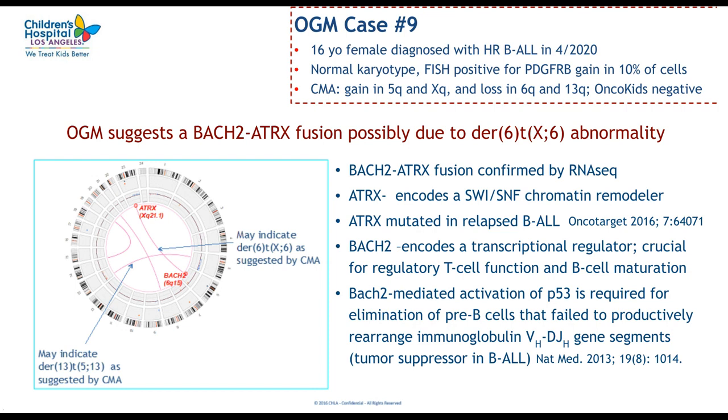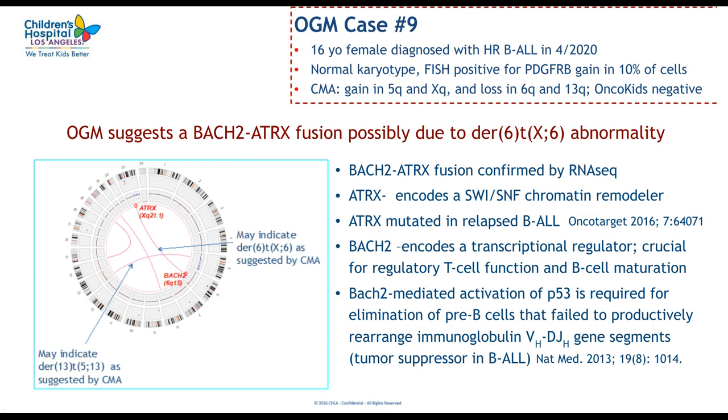So optical genome mapping in this case suggested the presence of a rearrangement between chromosomes 6 and X with 2 very interesting genes at the breakpoints: ATRX on X and BACH2 on chromosome 6. So based on optical genome mapping, it was expected that there would be a BACH2-ATRX fusion present in this sample, and we ran this sample as well on RNA-seq and confirmed that the fusion is real. However, this fusion has not been described previously in BLL and may potentially represent a new discovery.